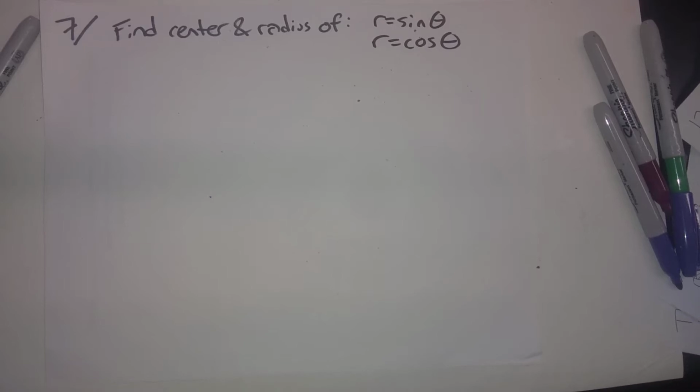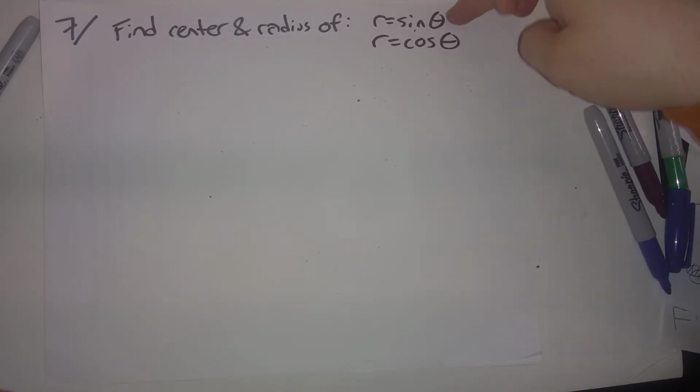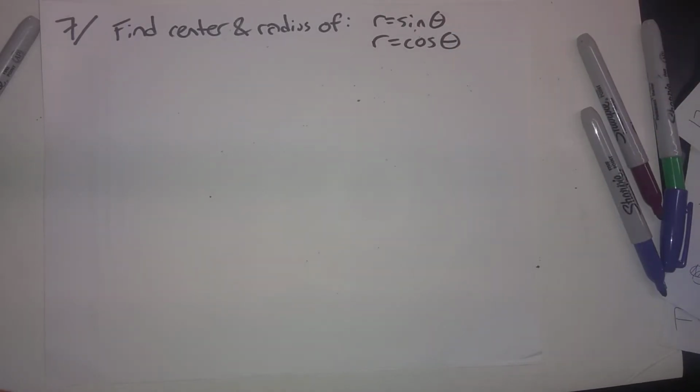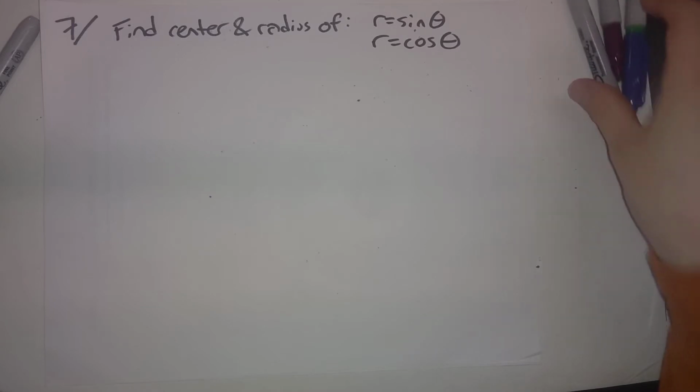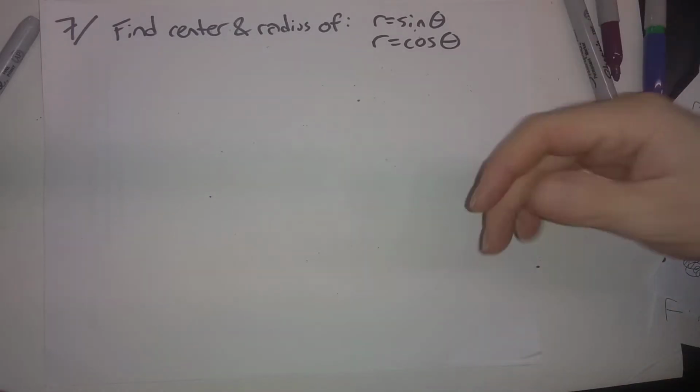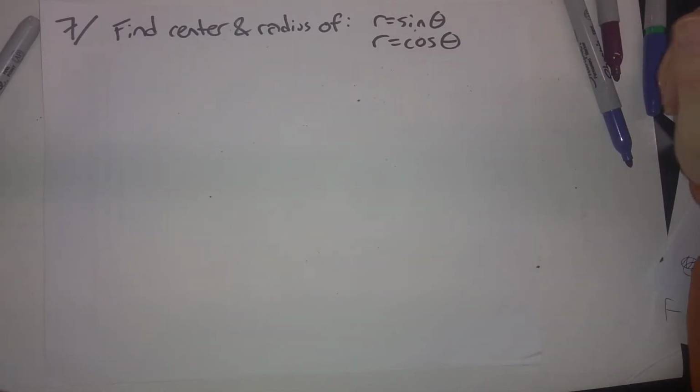Problem number 7, we want to find the center and radius of the two circles, r is equal to sine theta and r is equal to cosine theta. This is essentially one problem of two different parts. These will just be two separate problems.